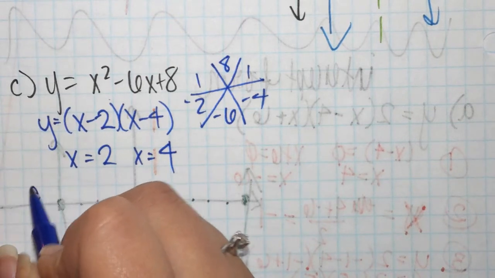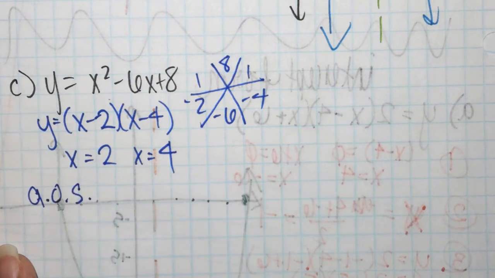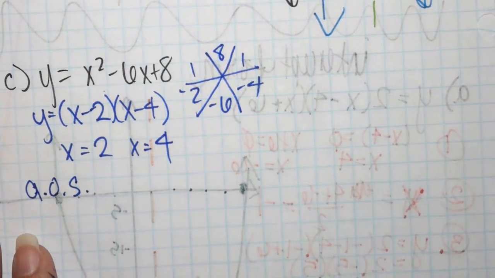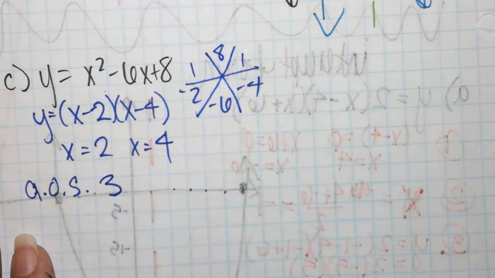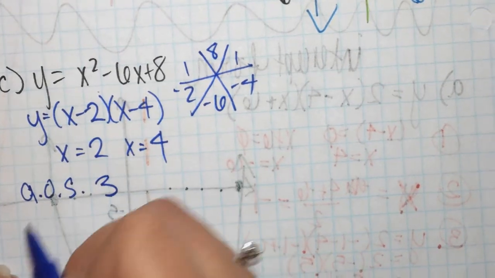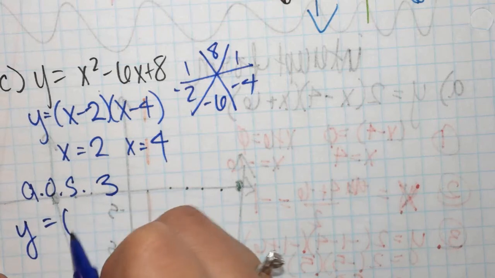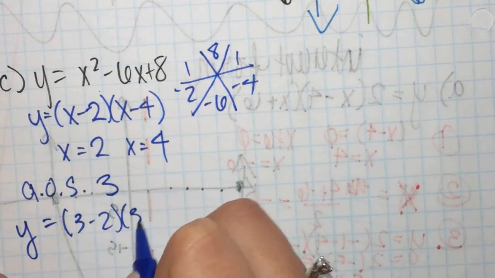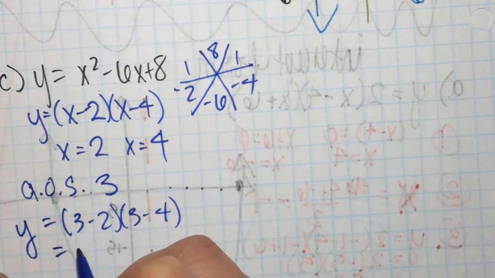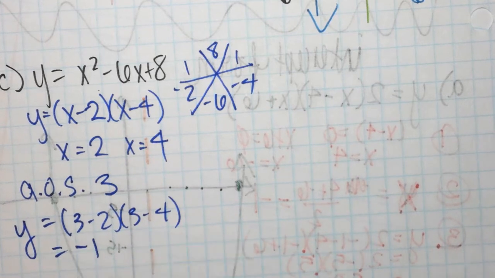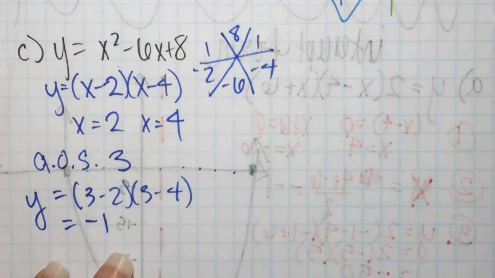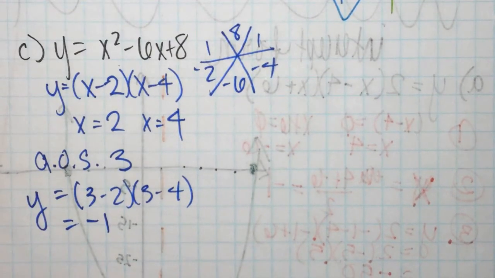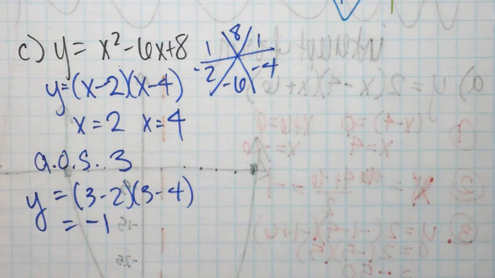What's our axis of symmetry? 2 plus 4 is 6. 6 divided by 2 is 3. And our vertex is 1 times negative 1 is negative 1. Look at how easy we just did that, all by factoring. It's on the test, and you can use whatever way you want.